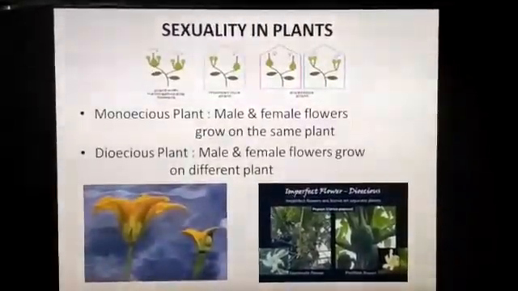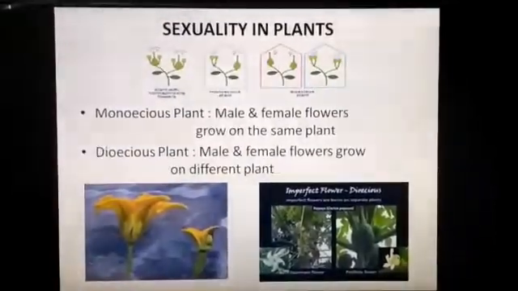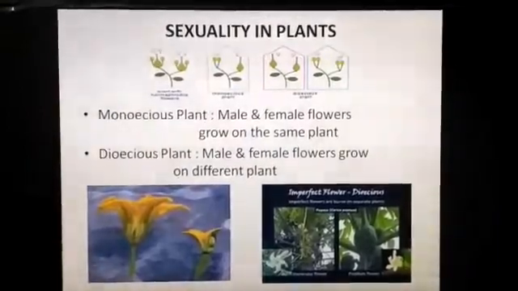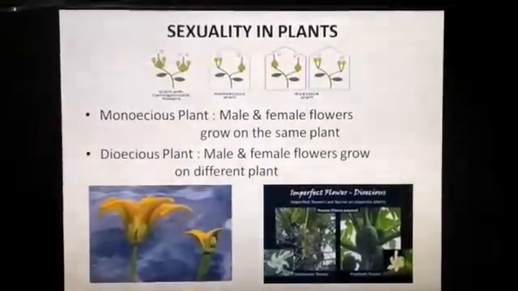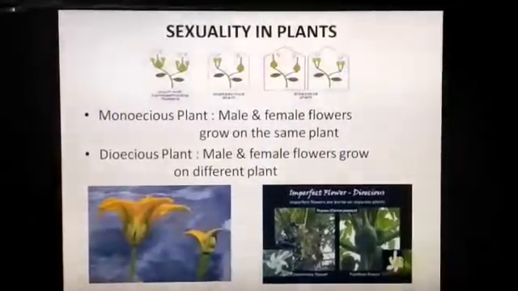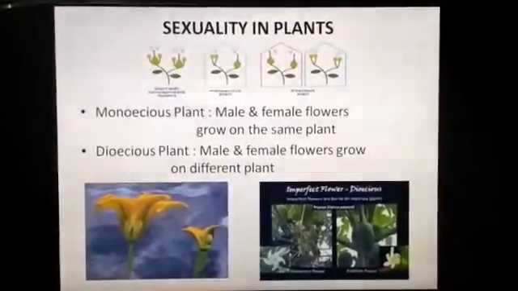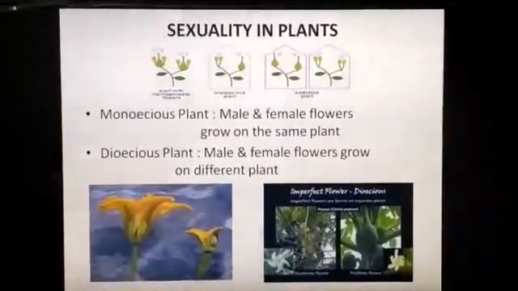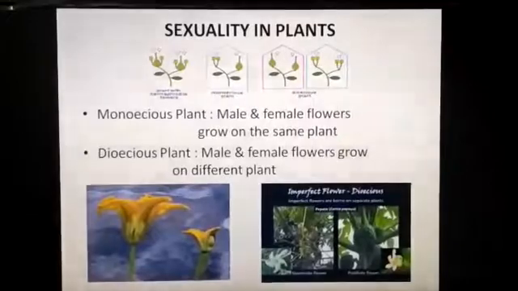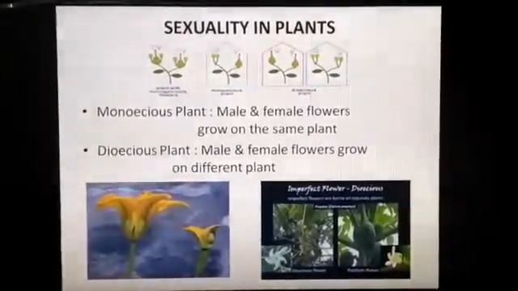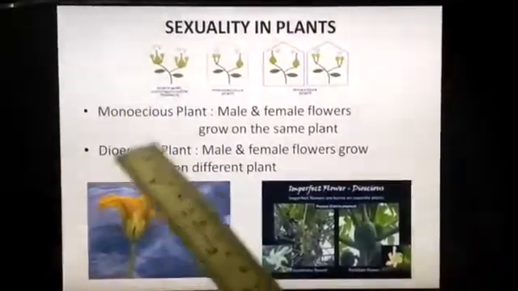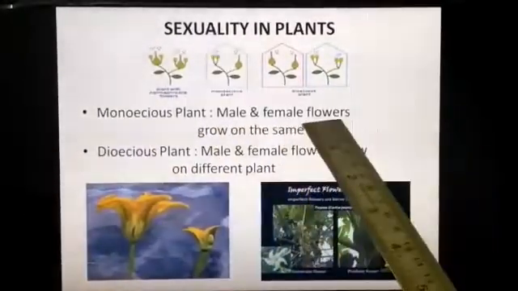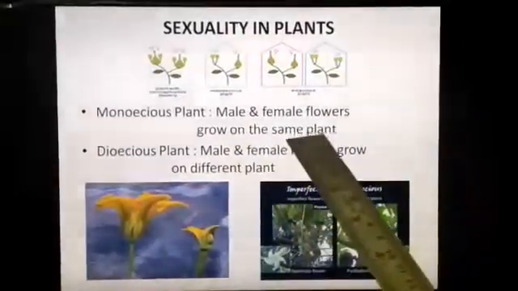Let's talk about sexuality in plants. Normally, plants have flowers which are bisexual. That is, they have both the floral structures, both the sexual parts, the essential parts, stamens and pistil, present in it. There are plants which have male and female flowers growing separately, either in the same plant or in different plants. Depending on that, plants are monoecious and dioecious. Monoecious plants are those which have male and female flowers growing separately on the same plant.